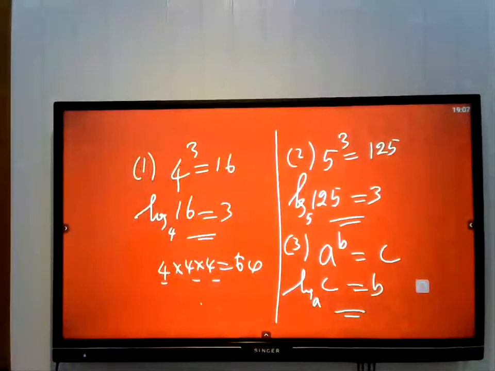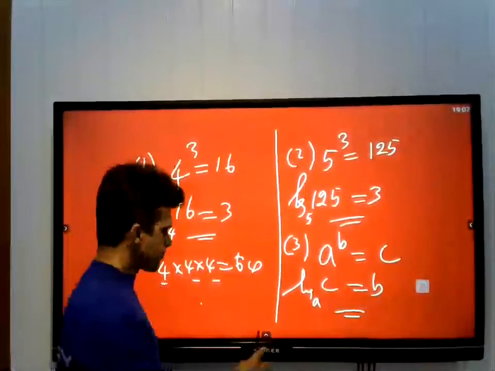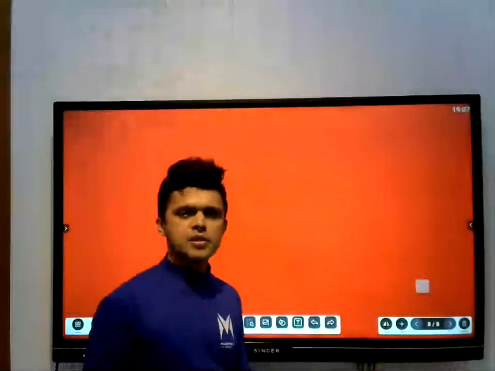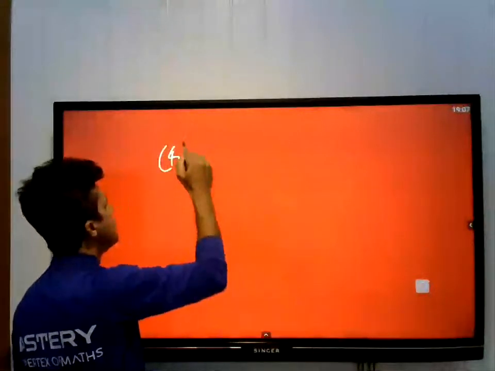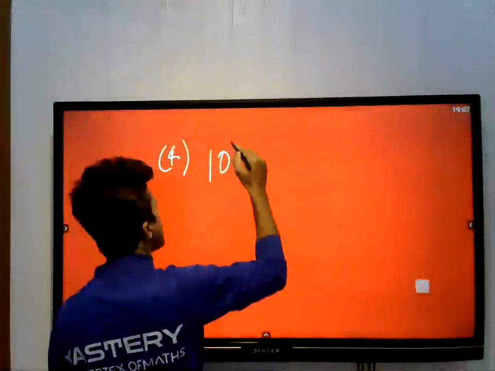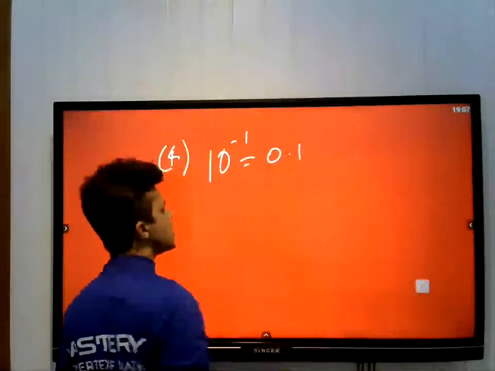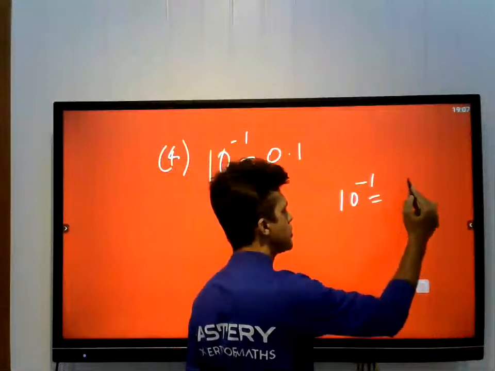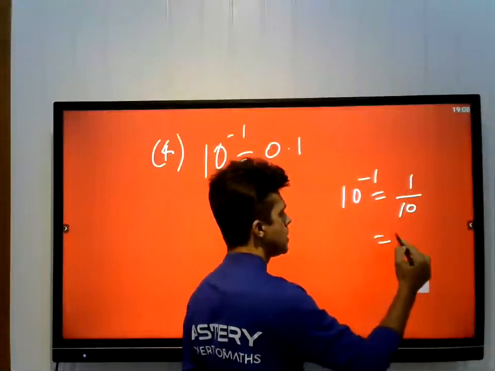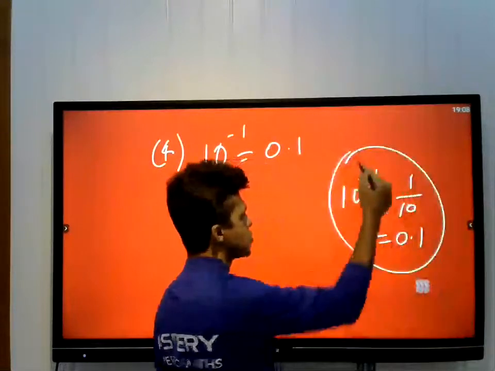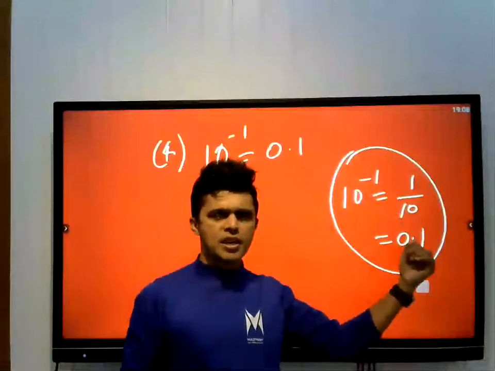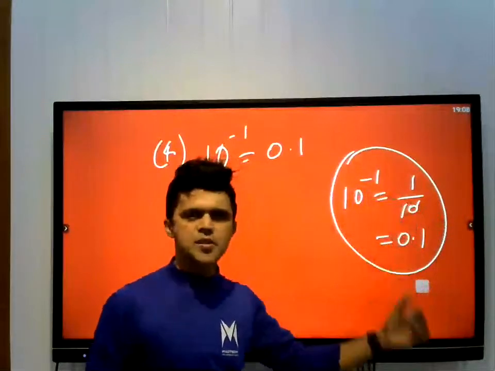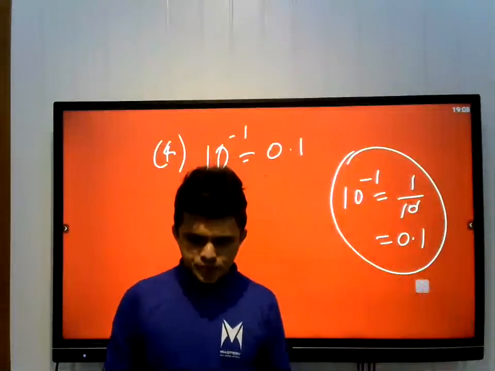Think of this type of one. 10 to the power minus 1 equals 0.1. This means 10 to the power minus 1 is 1 over 10, and 1 over 10 means 0.1. So the index written as 10 to the power minus 1 becomes 10 to the power plus 1 in the denominator, which means 1 over 10 equals 0.1.